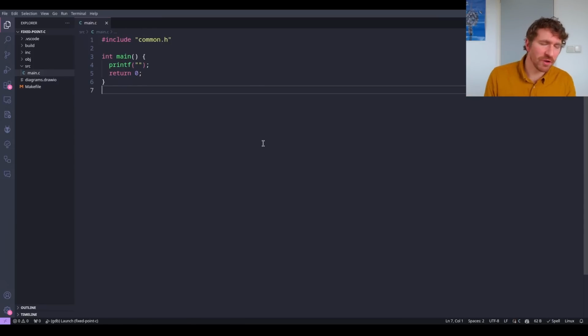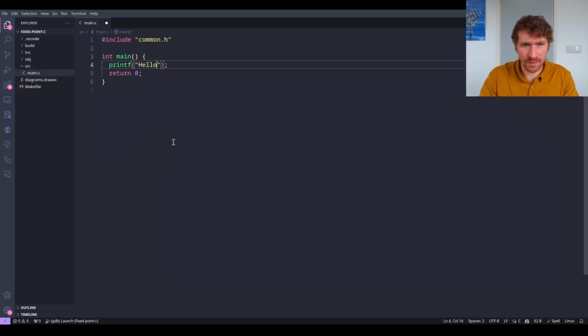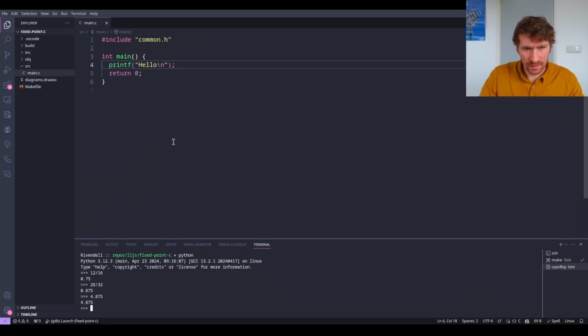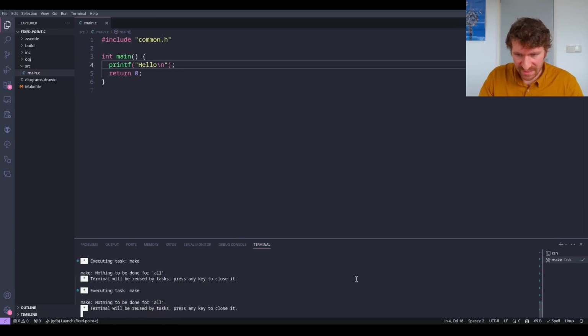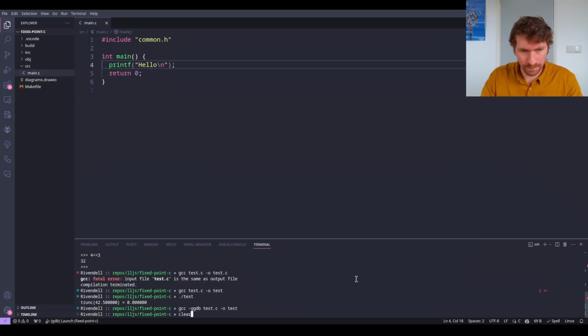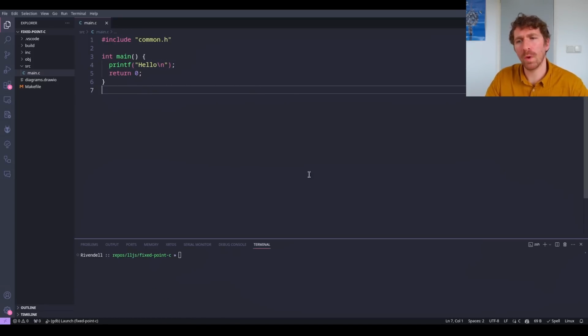Here we are in a C file. I've set up a little C project. It doesn't do anything yet, so if I just type hello in here, let's get out of Python. If I run make run, it will run it, and we get hello. Cool. All right, so we're ready to do some work now. Okay, where are we going to start?